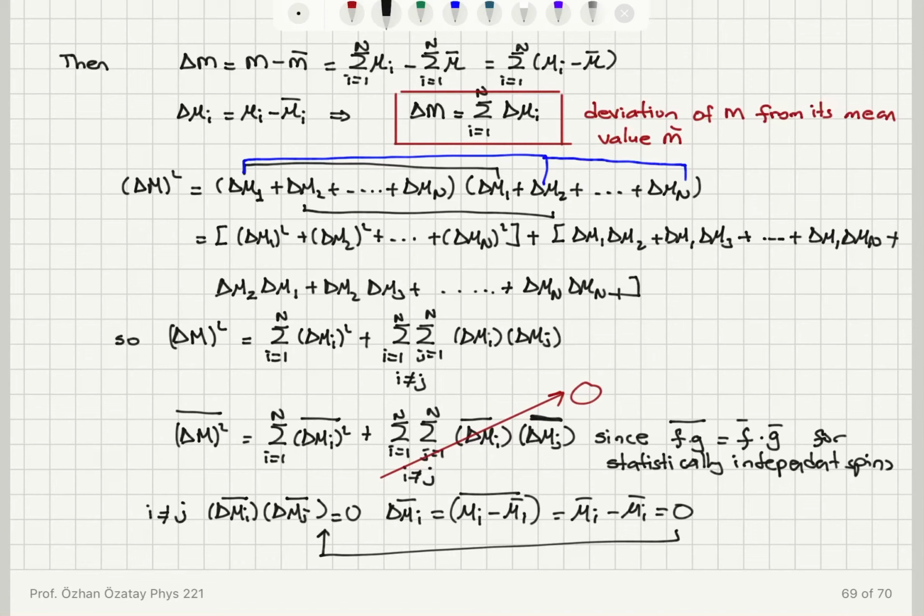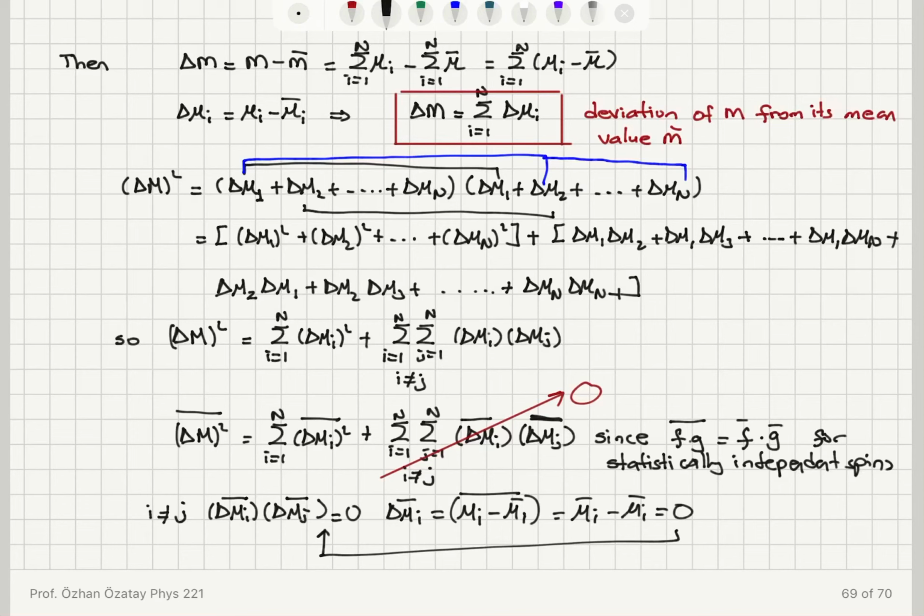And if I calculate the variance of the total magnetic moment, I see that I have two types of terms in the product of the summation of all deviations. I have terms like delta mu 1 squared plus delta mu 2 squared all the way up to delta mu N squared, plus cross terms, delta mu 1 delta mu 2, etc. And this can be written as the summation i equals 1 to N of delta mu i squared, plus the summation i equals 1 to N, j equals 1 to N, i not equal to j, of delta mu i delta mu j, because i equals j terms are in the delta mu i squared term.